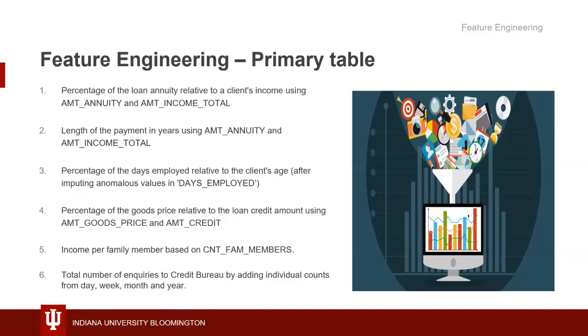Hello, this is Malik, and as part of feature engineering, we add new features from the primary table, which is the application train table. We derive new features by calculating the percentages or the difference or the sum of some of the input features, which can provide better information than the individual features.